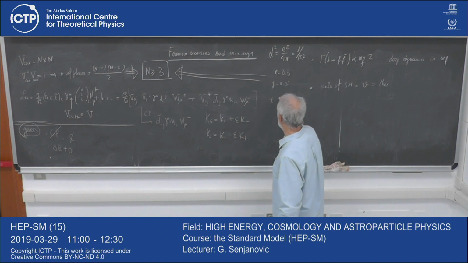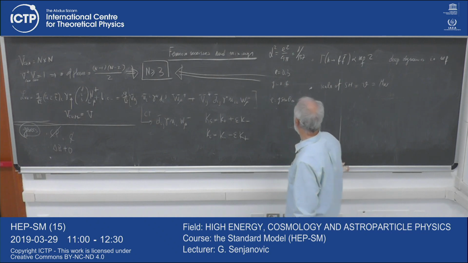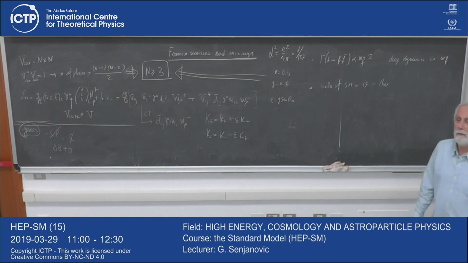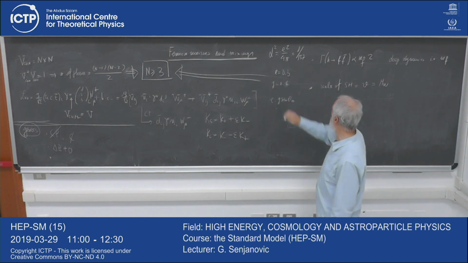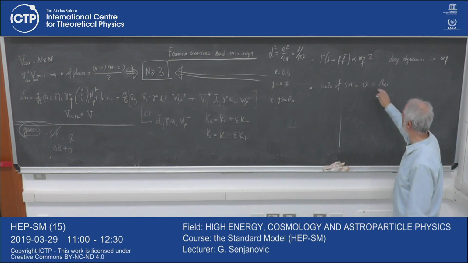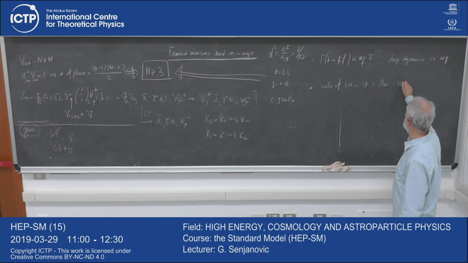Remember, E is G sine theta W. Maybe even bigger. It's roughly 0.6, I'm sorry, because sine theta W is a half. So it's not that this is small. So the scale of weak interactions is 100 GeV.